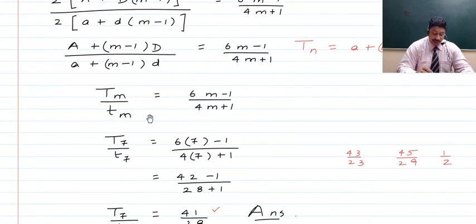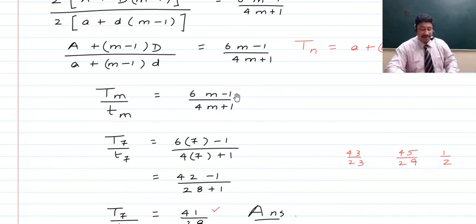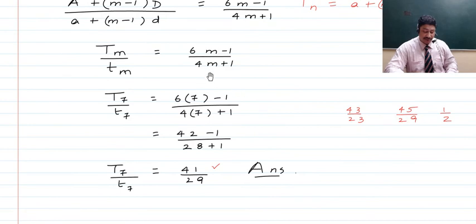Now here, as we require the ratio of the 7th terms, so in place of m, guys, we're going to substitute 7 on the left hand side in the numerator and in the denominator, and similarly on the right hand side in the numerator and in the denominator. So we have 6 times 7 minus 1, that is 42 minus 1, that is 41 in the numerator, and in the denominator we have 4 times 7, that is 28 plus 1, that is 29. So 41 upon 29 becomes the final answer.